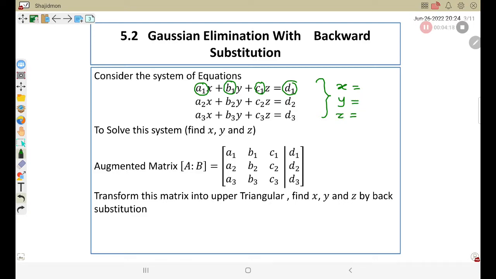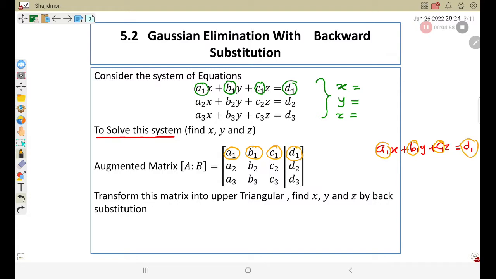To solve this system of equations, that means to find x, y and z, first write an augmented matrix. In the augmented matrix AB, A is the matrix of coefficients. For example, take the first equation, a1x plus b1y plus c1z equal to d1. From here, think about the coefficients: the number behind x is a1, behind y is b1, and behind z is c1. Then put a line, and on the right side we write d1.